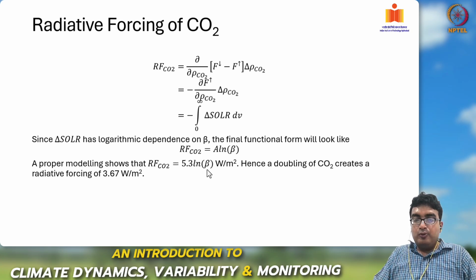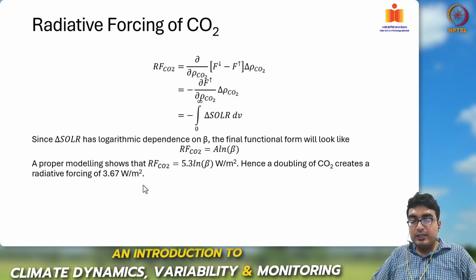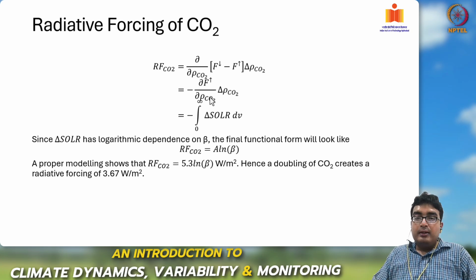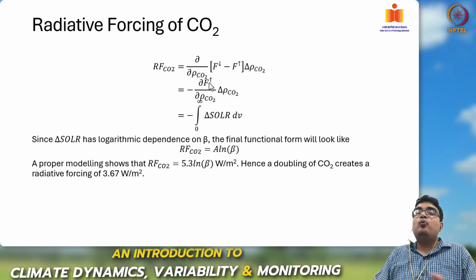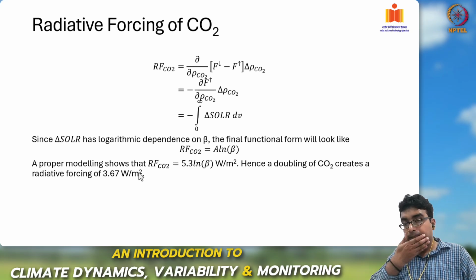Okay. So if you put 2 here, you will have a positive radiative forcing of 3.67 watt per meter square. The outgoing long wave radiation will decrease. So del F by del rho CO2 will be negative. Negative of negative is positive. So this will be the final value.